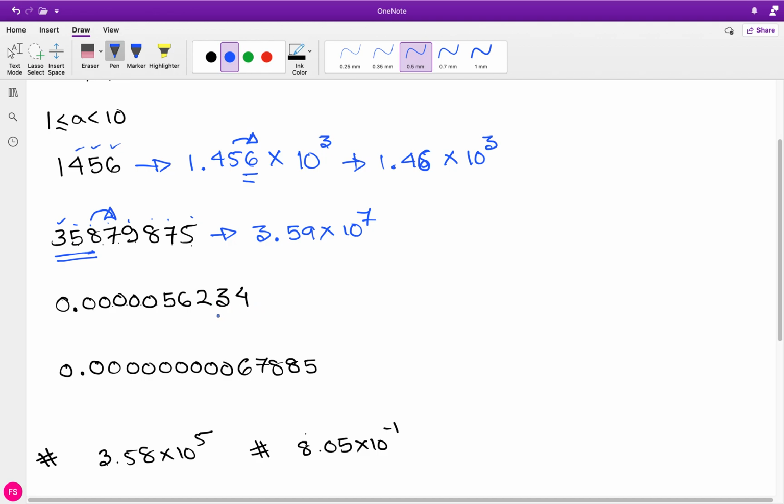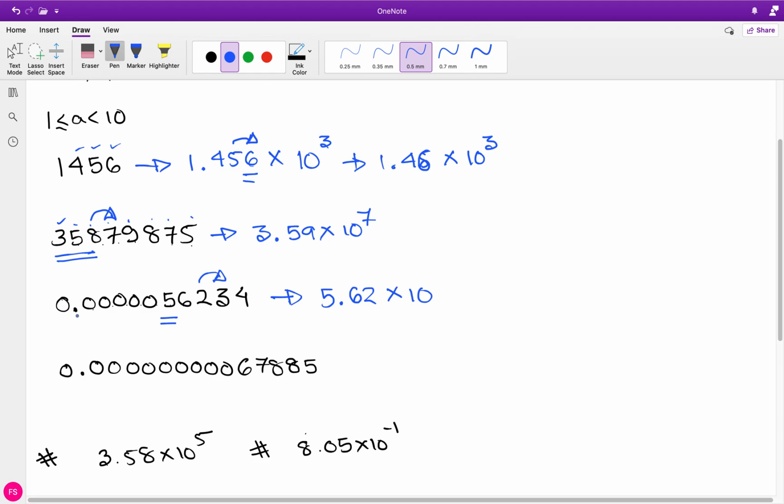Next example, 0.0000056234. It's a little bit different because it has been written in decimal form. Let's see what to do with this kind of numbers. Remember, you always need to take the 3 significant figures. Now, when you just have zeros before the numbers, you really don't count it as significant figures. You will start with 5. I'm going to write 5, put a decimal point after it, and then take 2 more numbers. I'm not going to change this 2 because the number after it is 3, which is less than 5. So I'm just going to write 5.62 and times 10 to the power of.